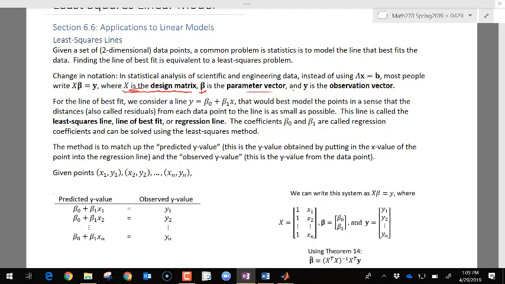Y is the observation vector. It tells you your output values. In our case, between the points x and y, it's all the y values that come out. The x values of your points will make themselves into the design matrix. That's why the matrix is called capital X, because it's going to hold your x values.